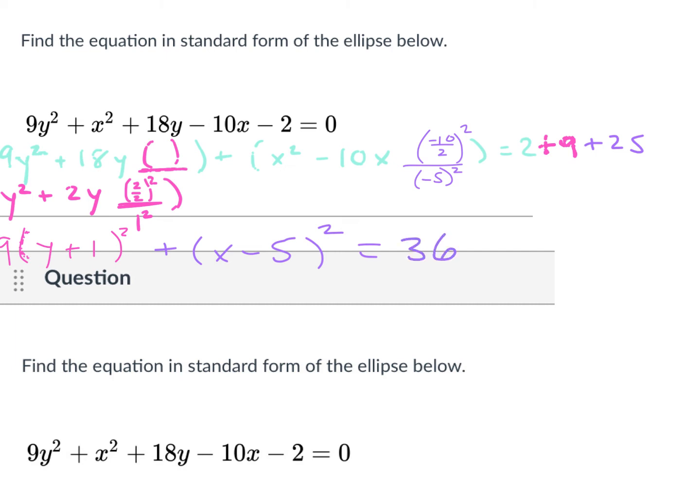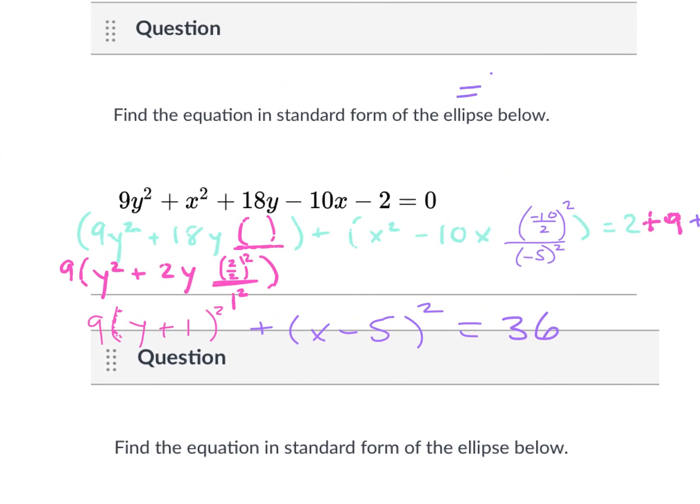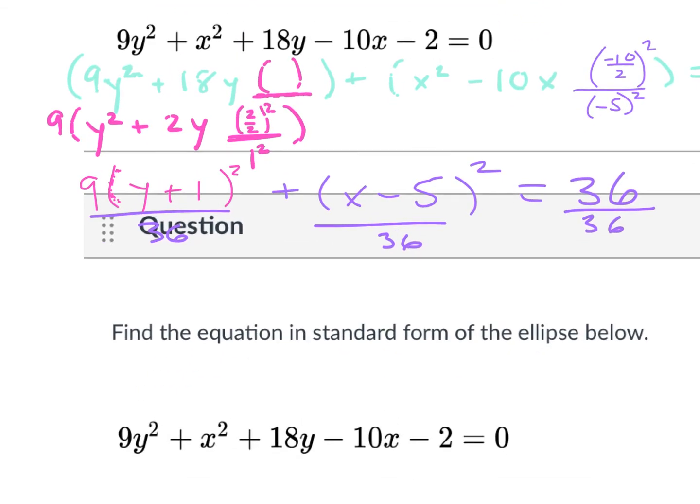And then for an ellipse, it needs to be equal to 1. So how can I get this to be equal to 1? Divide by 36. So 9 goes into 36 4 times. This would be y plus 1 squared over 4 plus x minus 5 squared over 36, and that's equal to 1.